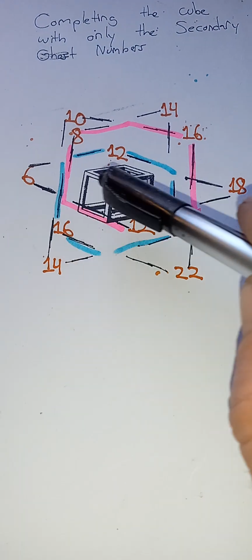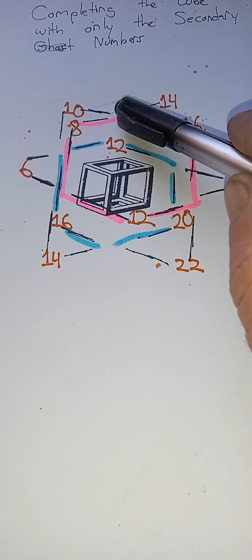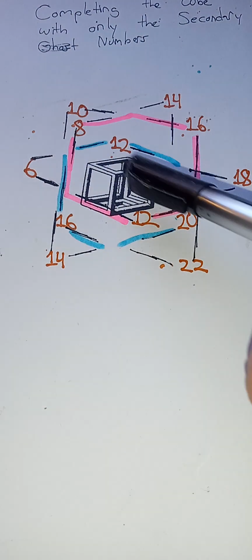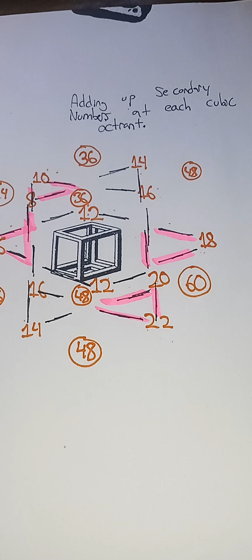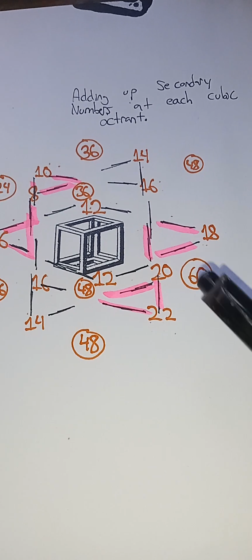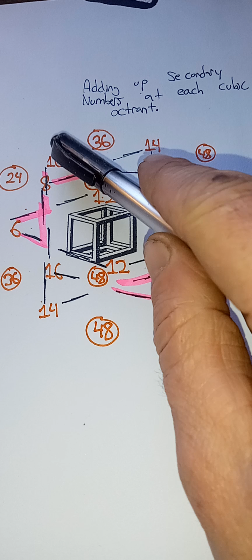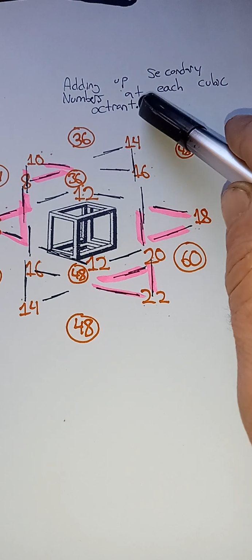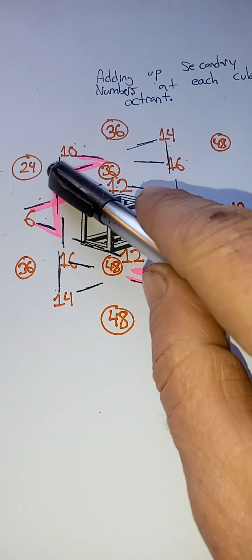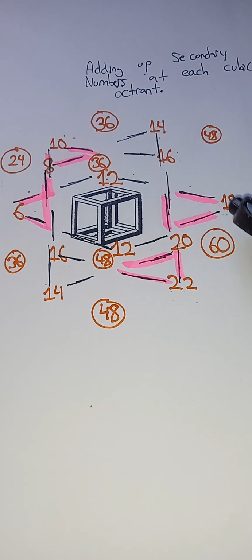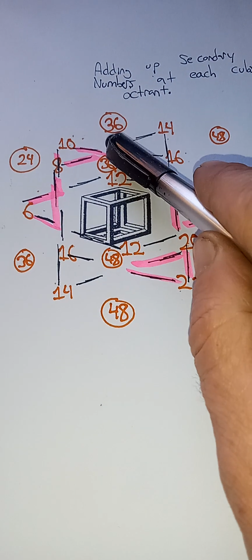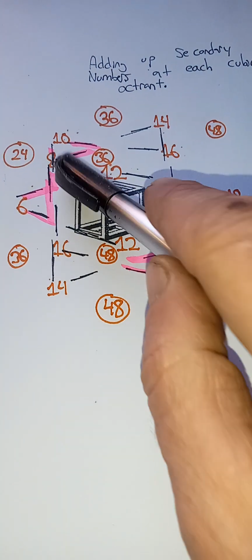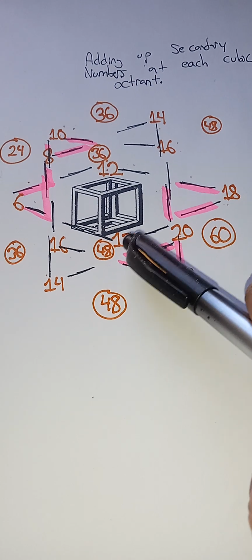The primary numbers aren't there, but the secondary numbers are in this case. So you add up the secondary numbers at each cubic octrant, and this is another set of cubic octrants diagonal to each other. All of them are diagonal to each other, but this shows it from the side view. There's 6 numbers, but there's no primary numbers in their places yet.